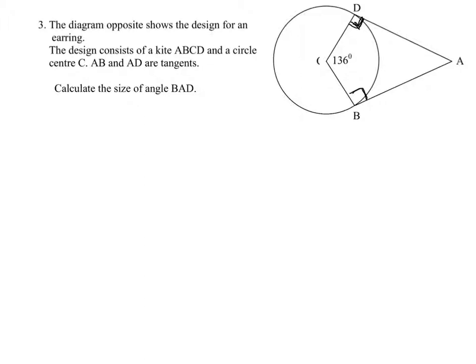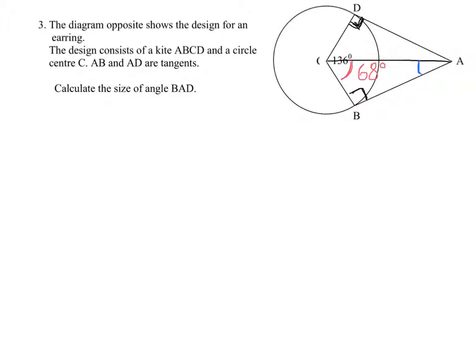Now, if I split the kite exactly down the middle, then we get two triangles. So we can think about this one, for example. What we have now is a right angled triangle. There's a right angle. And we also know one of the angles because it's going to be exactly half of 136, which means it's 68 degrees. That's the size of that angle in there. What we want to do is find the size of BAD. So if we work out this one here, that will be half of BAD.